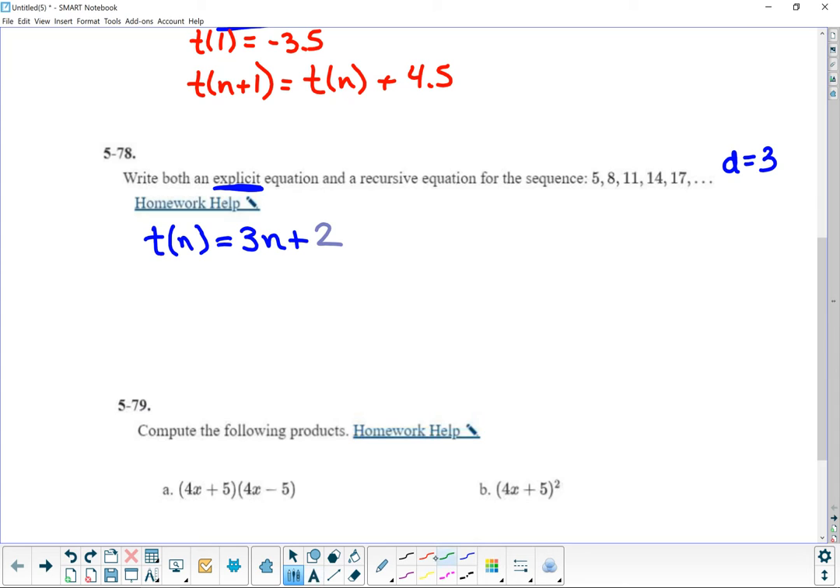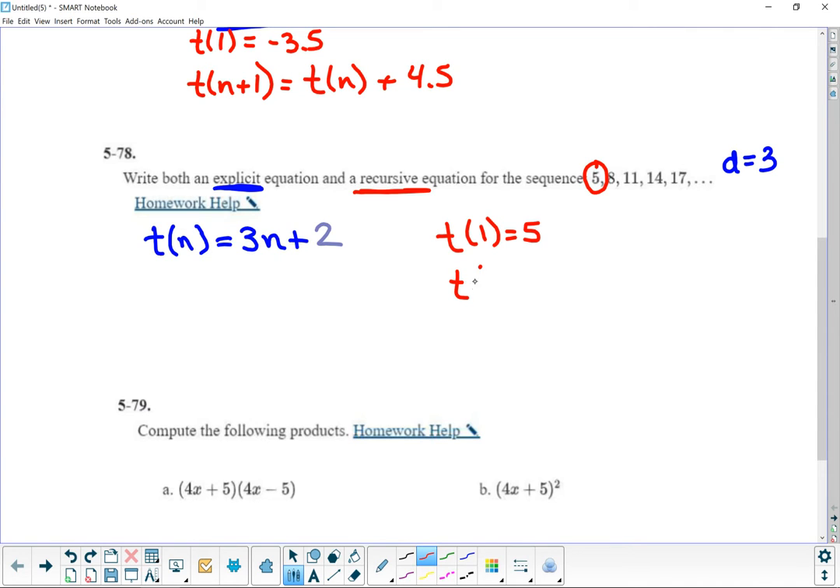My recursive, okay, I'm going to put that in red. Recursive needs to start with a number, because yes, we would need to utilize that d equals 3, but we need to know where to start, because you can start at 3, or you can start at negative 27, right? But we need to say, okay, we're going to start with the first term is 5. So recursive starts with T of 1 equals 5. And then we build from that.